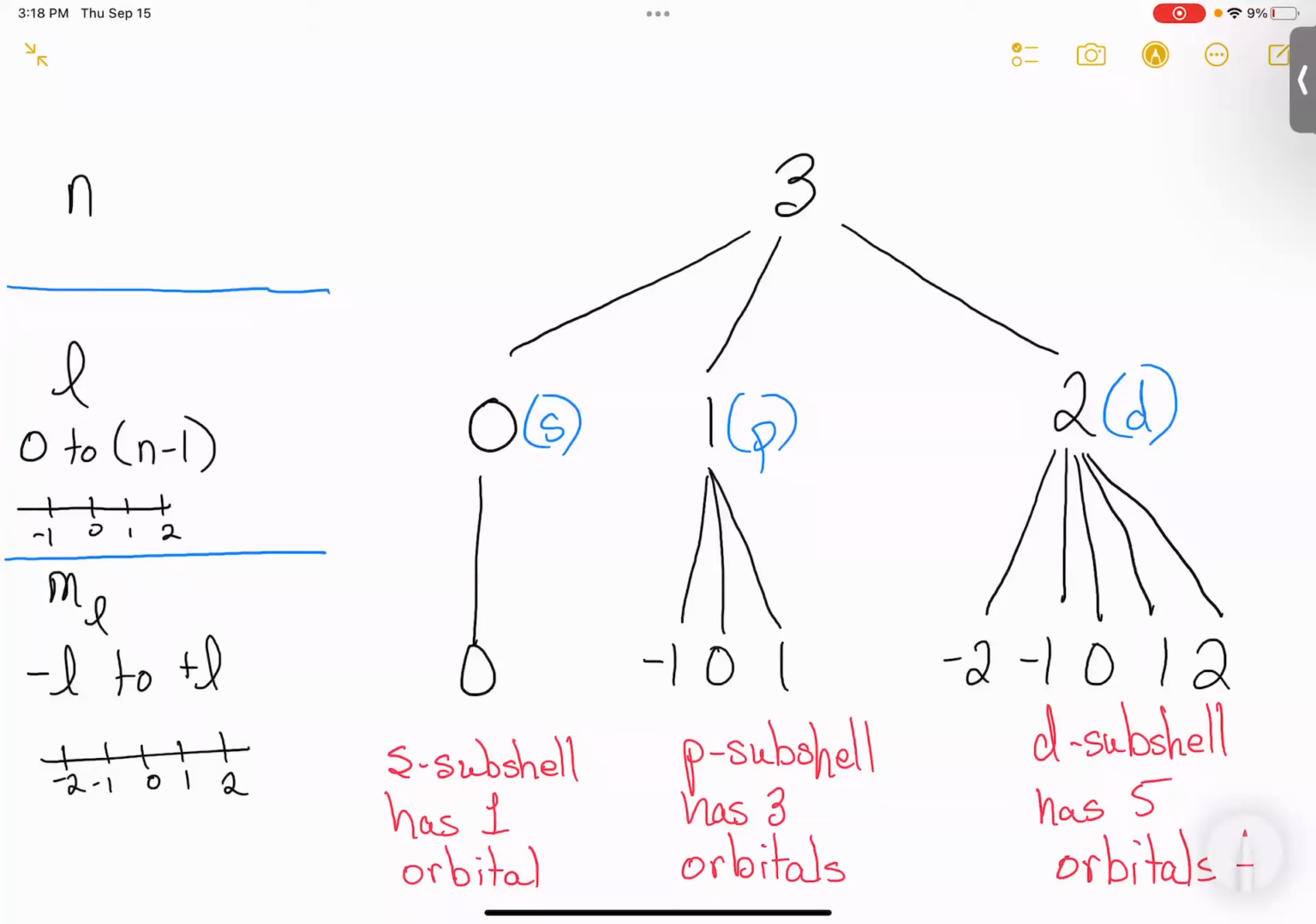Now, the S subshell has only one orbital, and it's going to be spherical. The P subshell has 3 orbitals, so 3 dumbbells. The D subshell has 5 orbitals because it has 5 m sub L values. Questions about those numbers in there?